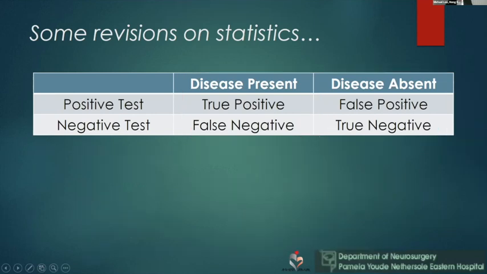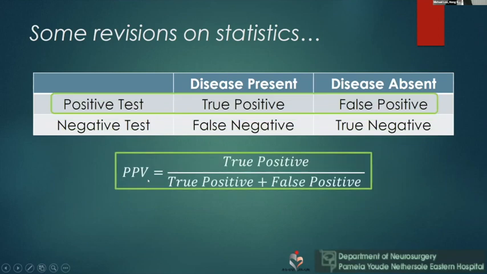So we have one more to go. The positive predictive value mainly focuses on the characteristic of the test. So we are talking about the true positive over the true positive plus false positive.